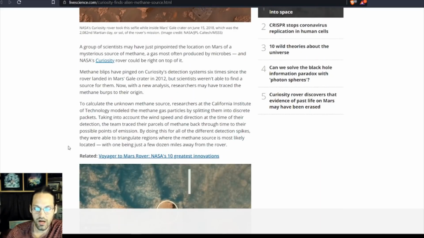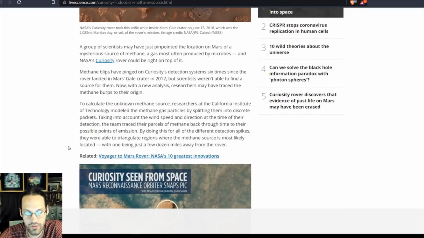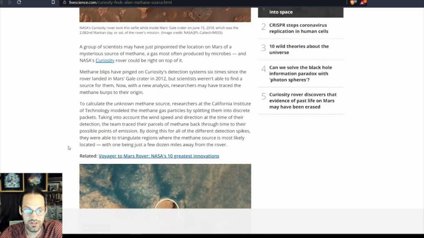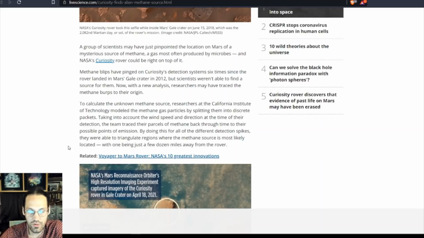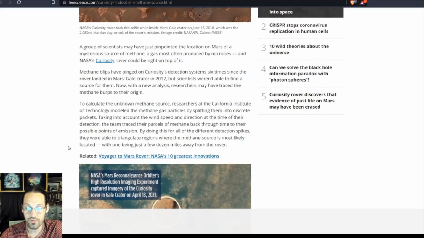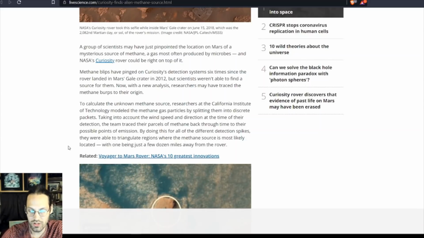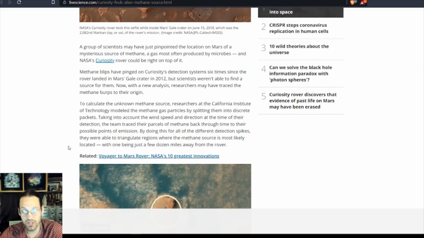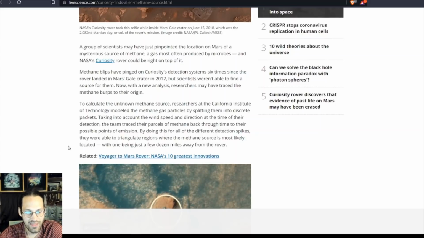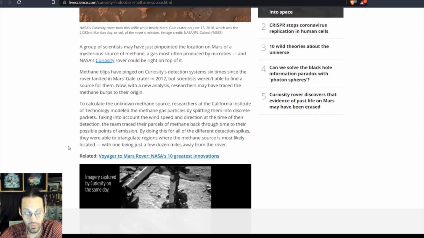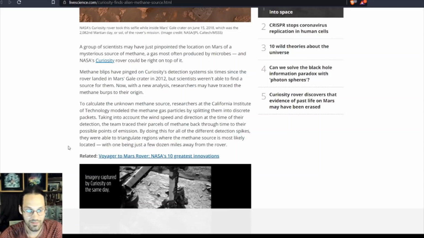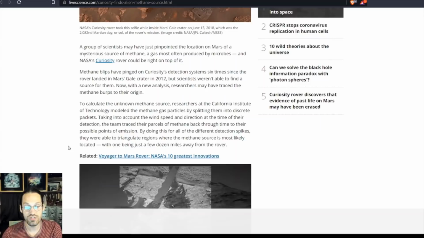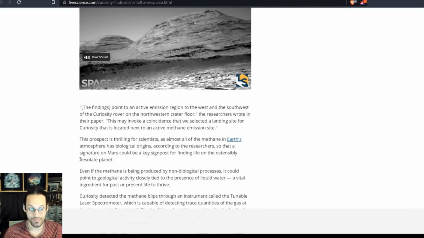To calculate the unknown methane source, researchers at California Institute of Technology modeled the methane gas particles by splitting them into discrete packets, taking into account the wind speed and direction at the time of their detection. The team traced their parcels of methane back through time to their possible points of emission. By doing this for all of the different detection spikes, they were able to triangulate locations where the methane source is most likely located, with one being just a few dozen miles away from the rover.